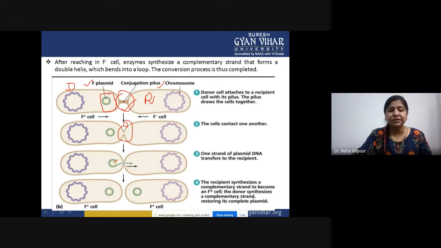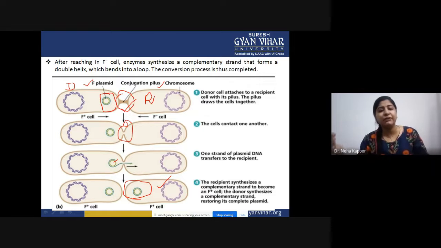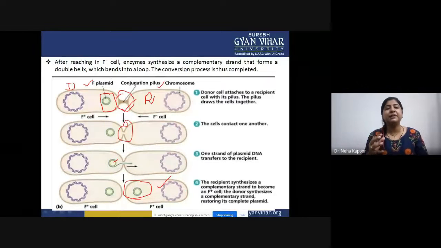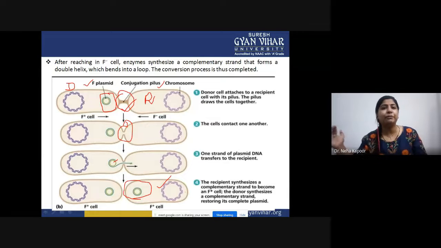Once this strand has reached the recipient cell, the rolling circle mechanism would be initiated and an altogether new copy of the F plasmid would be present in this recipient cell. Now, once this F plasmid is transferred to this F negative cell, it will also change to an F positive cell. That means after receiving the F plasmid from the donor cell, the F negative recipient cell would be changed to an F positive cell.